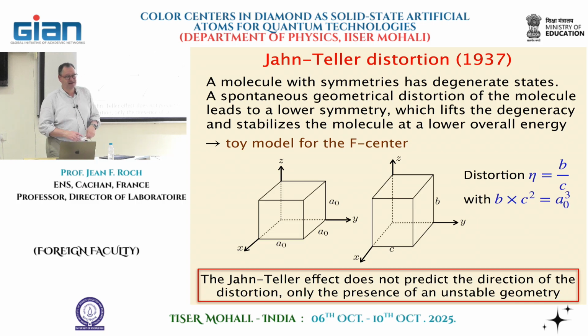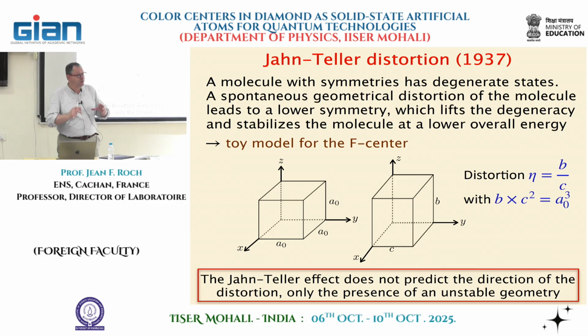So the Jahn-Teller effect is something a little bit mysterious that was proposed in 1937. It's like a general rule. It tells you that if I take a molecule, it was found for molecular systems, and this molecule has, usually, a lot of symmetries in it. And this symmetry, as we'll see later for the specific case of the NV centers, will induce degenerate states, a strong degeneracy in the system.